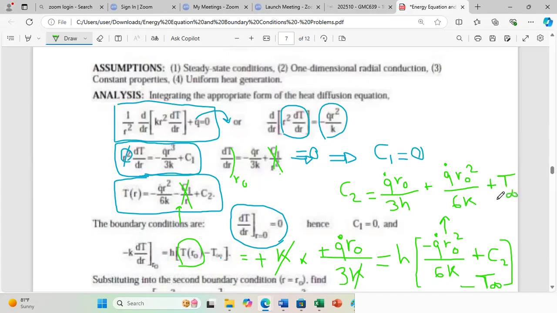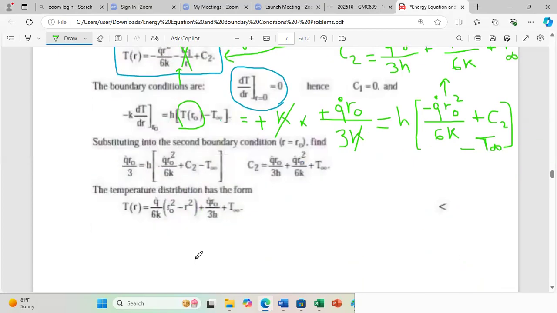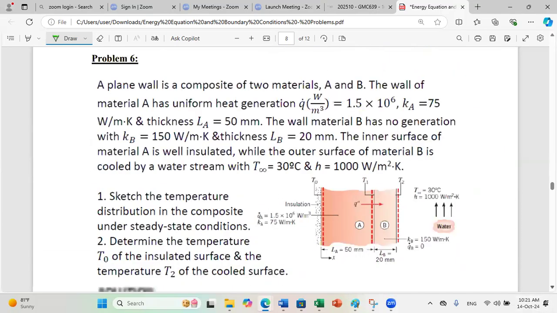And now we can replace C2 by its expression in the temperature profile. This will give us T as a function of R. So this is the general expression of T as a function of R, okay? Any question on this? Okay, let us do another problem.